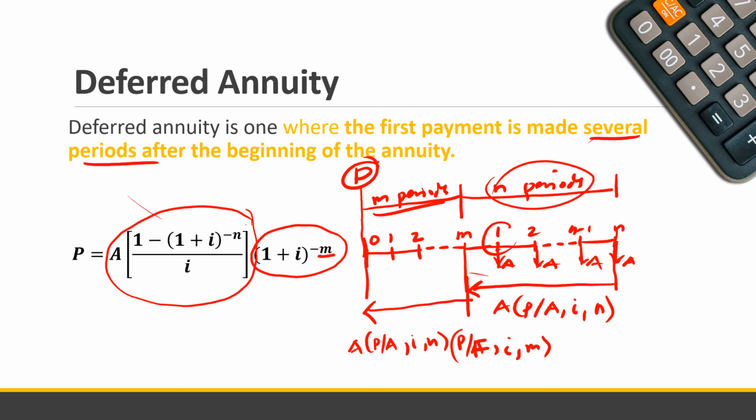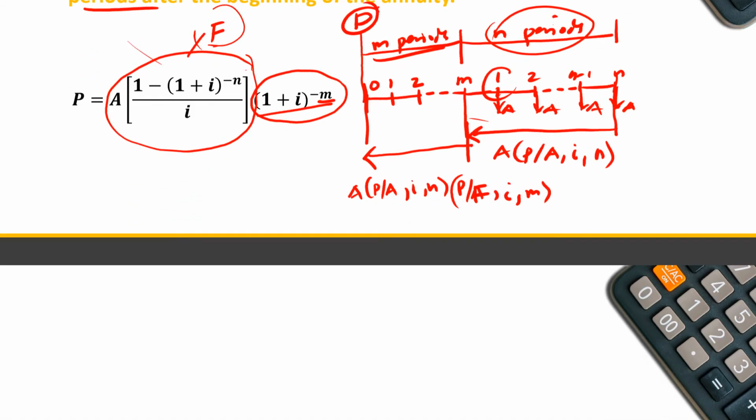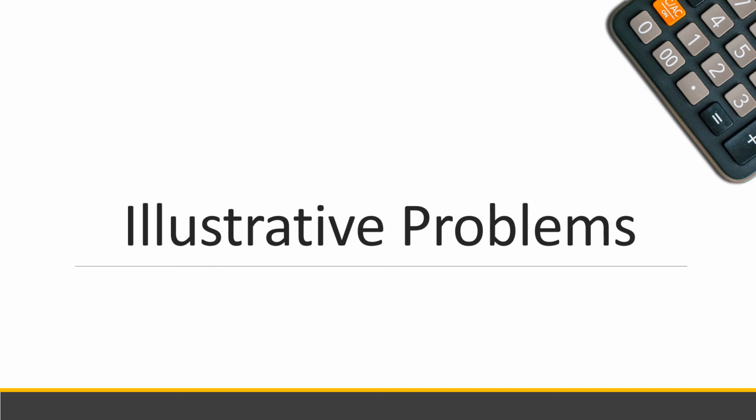So this is simply the future worth, and this is the formula for finding the present worth given the future worth of a compound interest. So it is just a combination. So if you cannot remember the equation, you can always go back to the basics of ordinary annuity and compound interest. So let's have some examples.